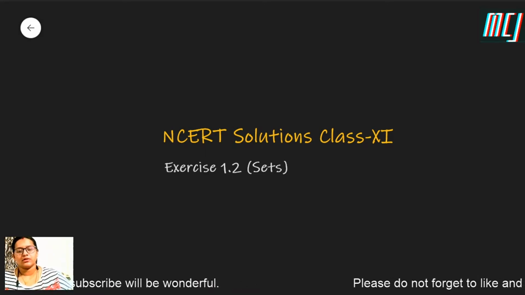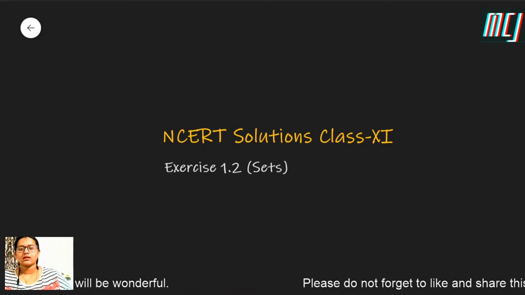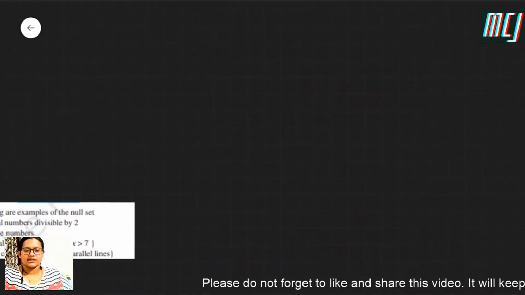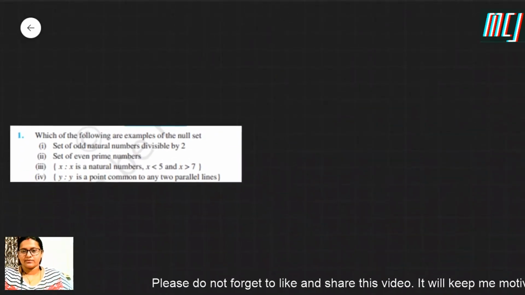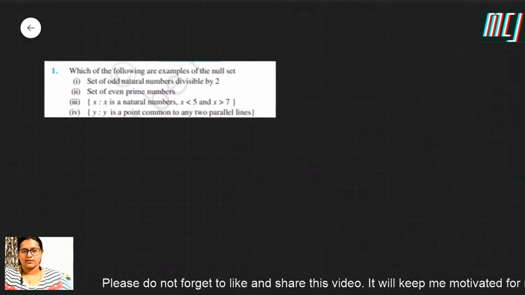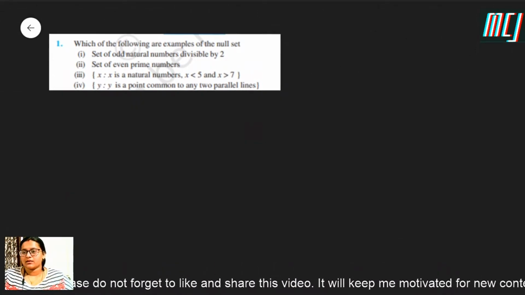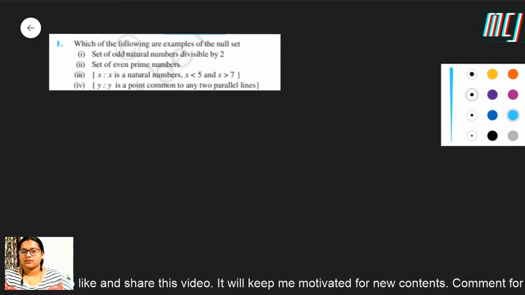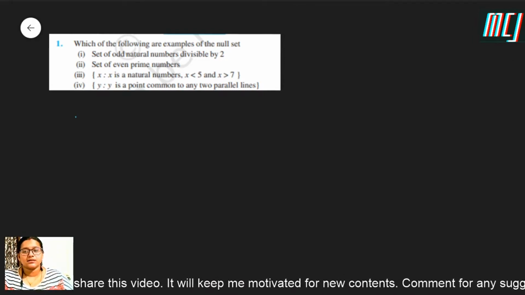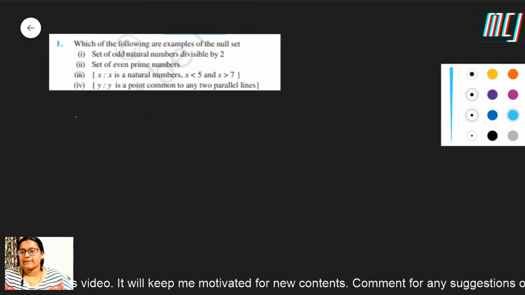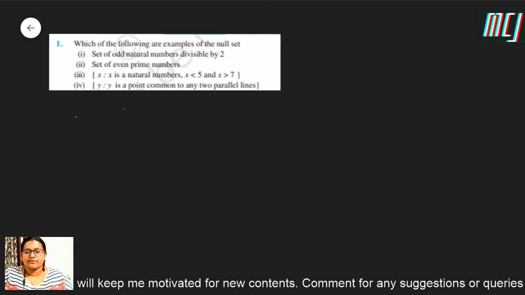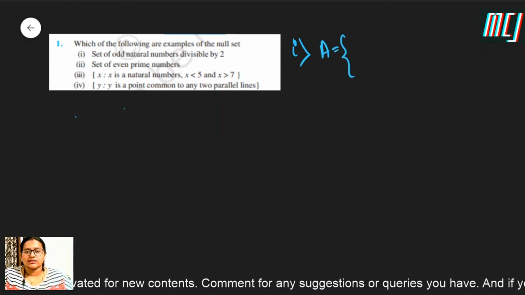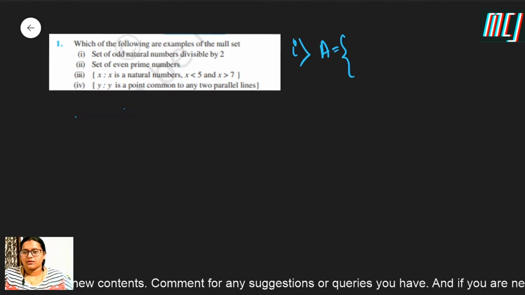Okay. So let's see what the solutions will be in the quiz exercises. So we'll see the first question. You see here, the first question, what is it telling? Set of odd natural numbers. So we'll write here first one, set of odd natural numbers divisible by 2. We'll write it down.